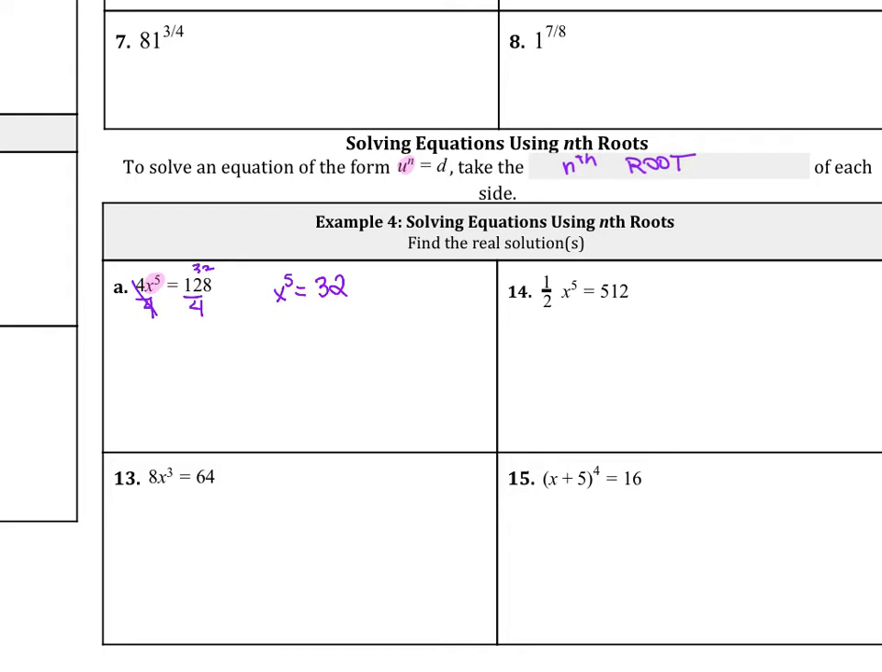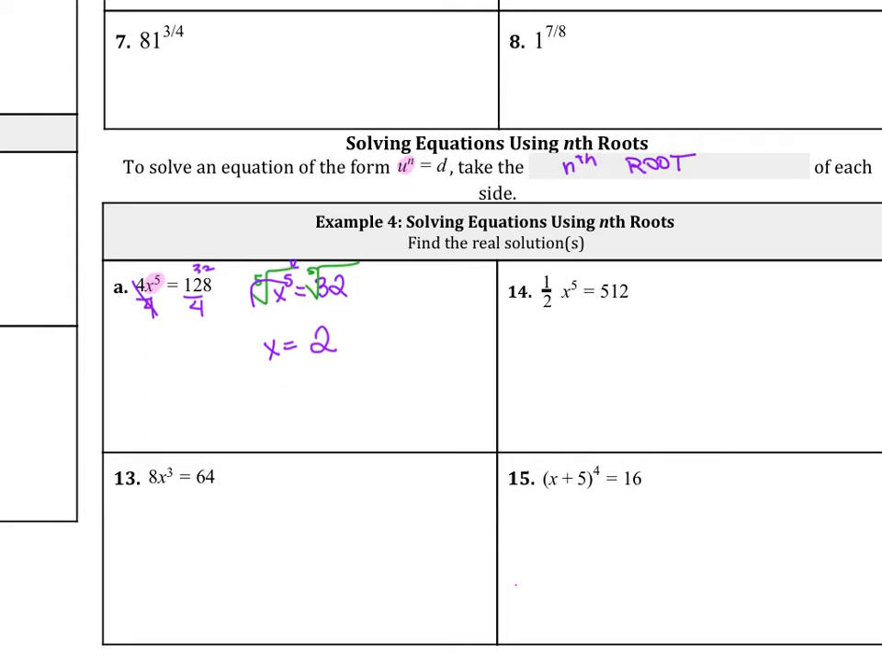Now, in order to get rid of that fifth power, we're going to take the nth root. So it's the fifth root, right? That is what is going to get rid of that exponent. We used to take the square root, but now we're taking different roots, nth roots. If it's the fifth power, then it's the fifth root of both sides. So that cancels it out, right? It has to be the same number there. And so we have x, and then the fifth root of 32. Remember, that is just 2.